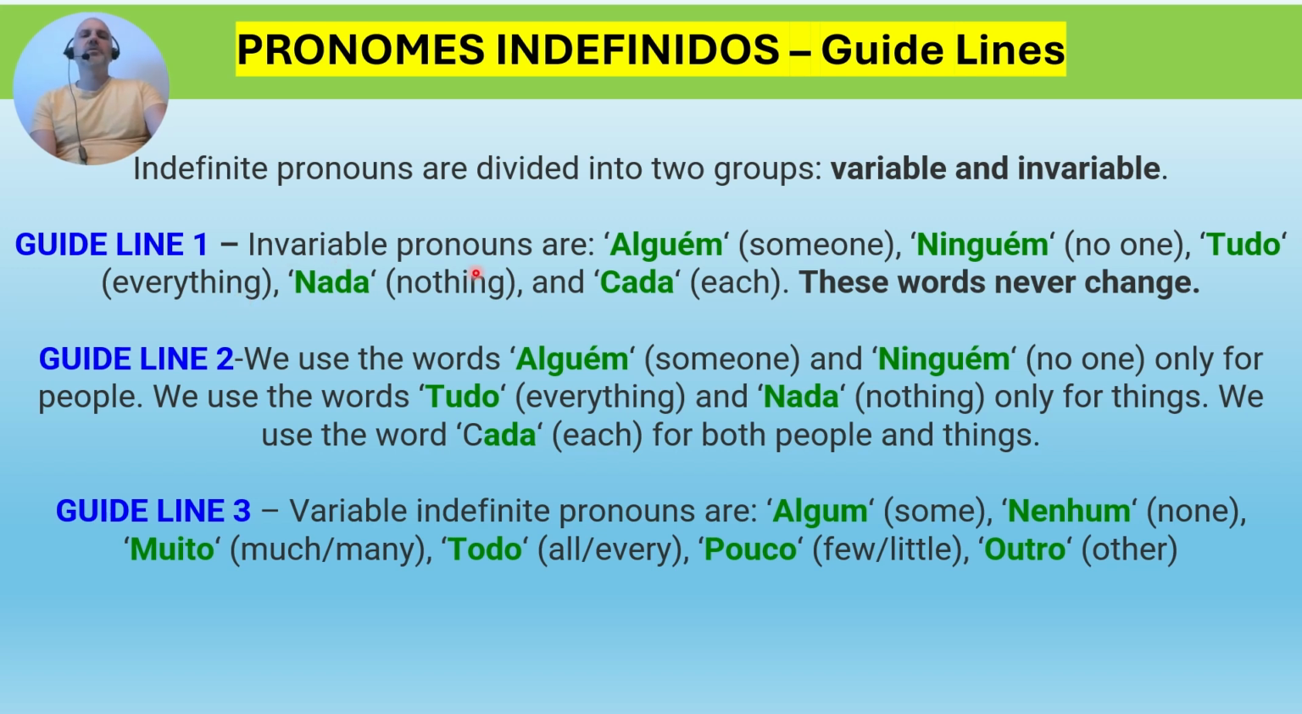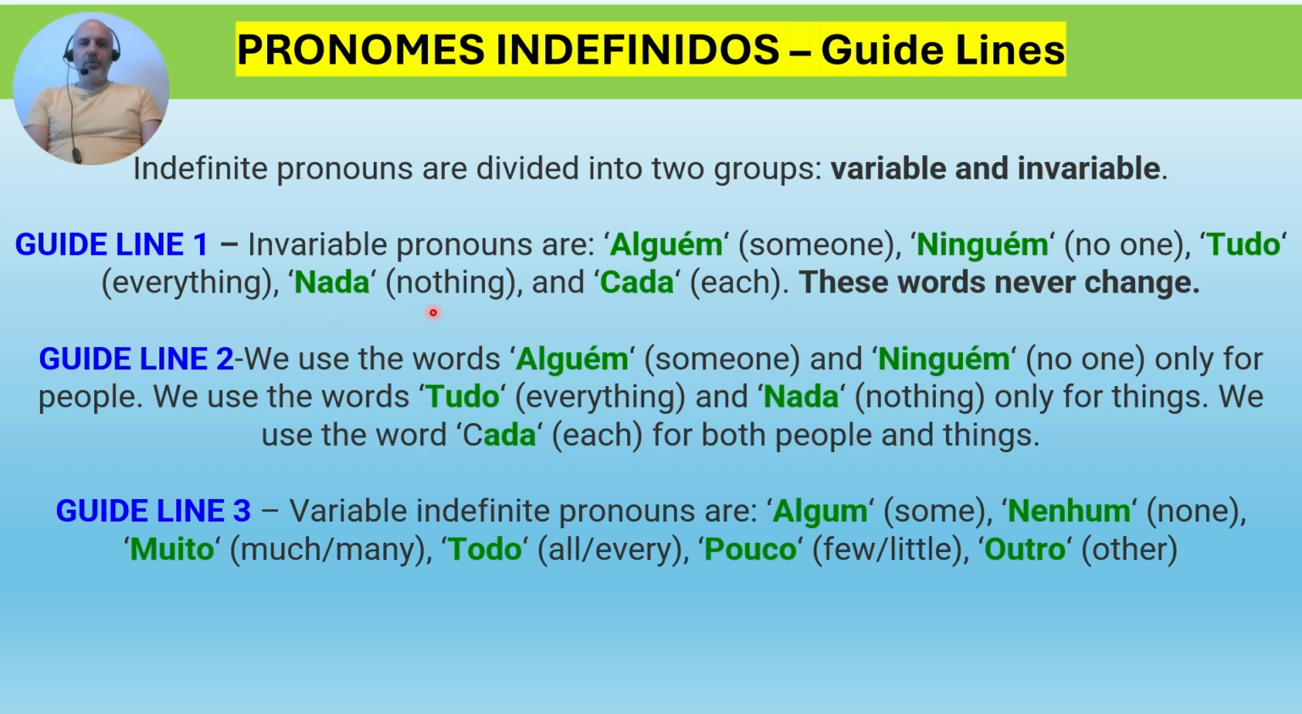Invariable pronouns are alguém, someone, ninguém, no one, tudo, everything, nada, nothing, and cada, each. These words they never change, as I told you, they are invariable. And now let me tell you this. I have here these translations. I'm saying that alguém you translate like someone, ninguém like no one, tudo like everything, nada like nothing.